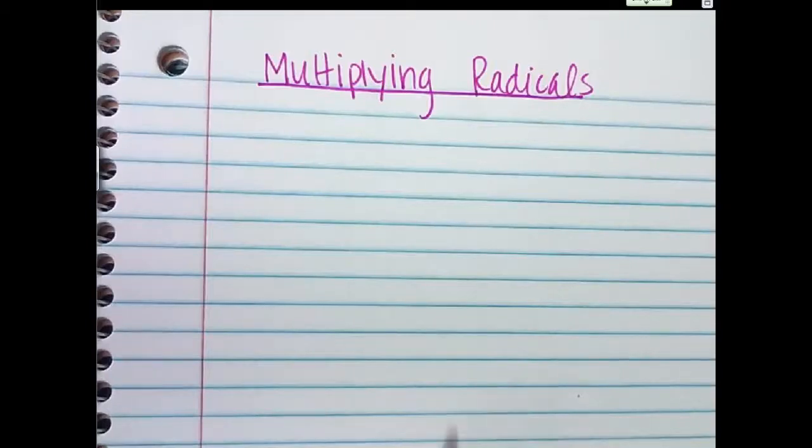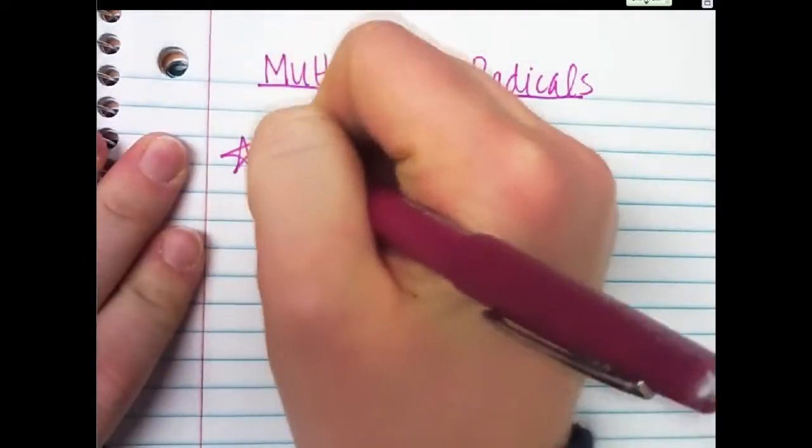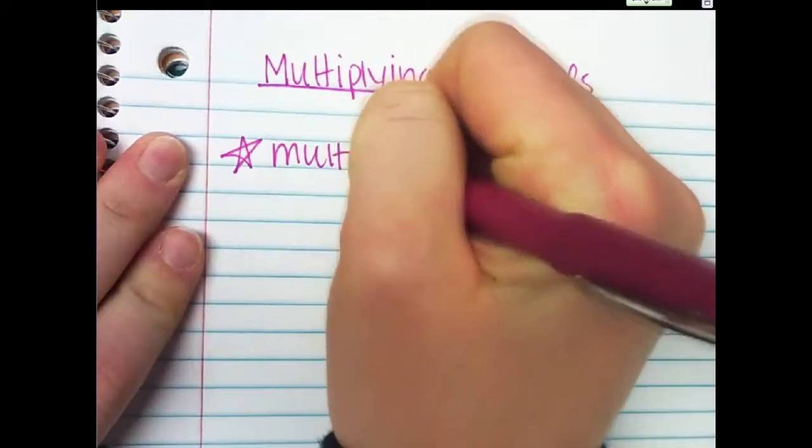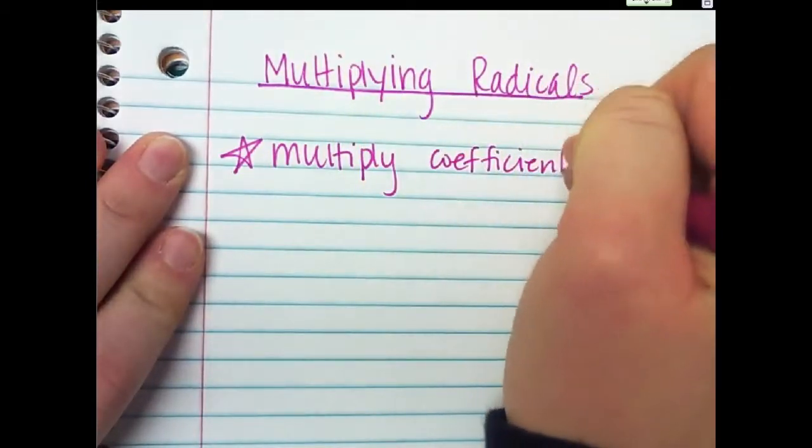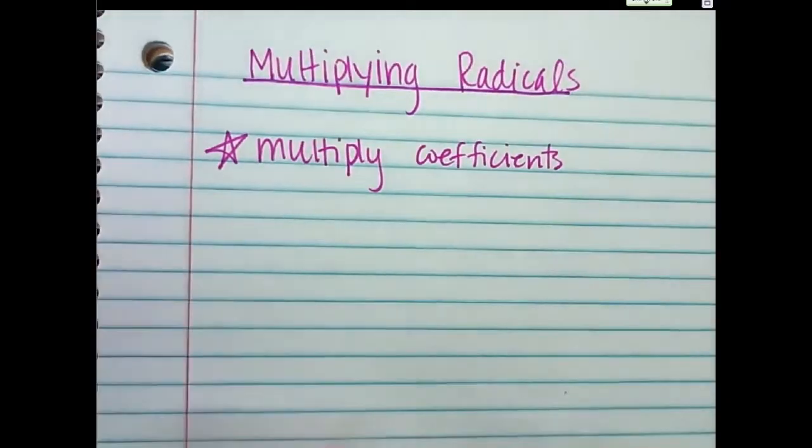Okay, so when we multiply radicals, we're going to multiply coefficients. You know what a coefficient is? What is a coefficient? The number, not inside. So it's going to be in front. Yeah, so like if I give you 2 square root 5, this would be the coefficient.